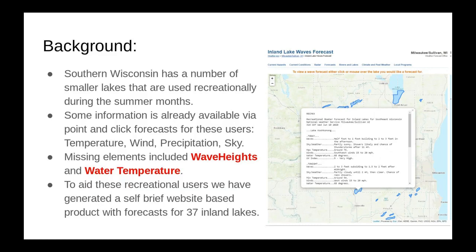For this particular product, yes, we have more than 37 inland lakes, but I wanted to keep it to lakes that were around 5 kilometers or larger, and mainly lakes that had high population densities around them, so a decent number of people actually living on the lake and having lake frontage.